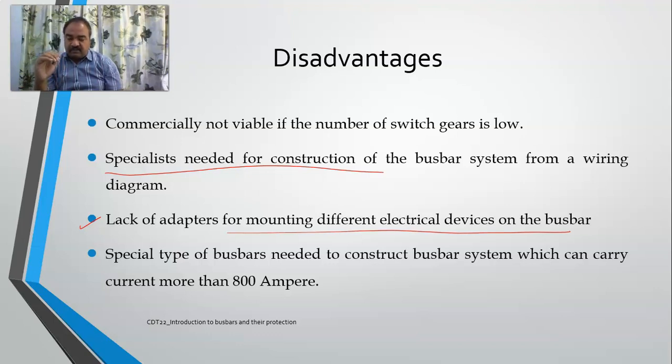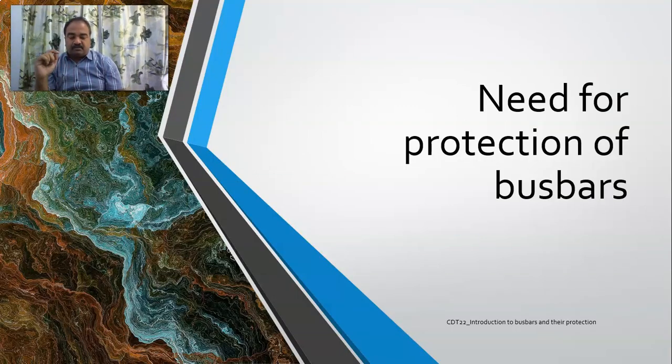So if the number of switchgears is low, then the traditional wiring system is good. If the number of switchgears is high, and if you have specialists, and if you are more concerned about safety, then you can go with the electrical bus bar system. With this, I will close this session, and we will discuss an extension of this session.